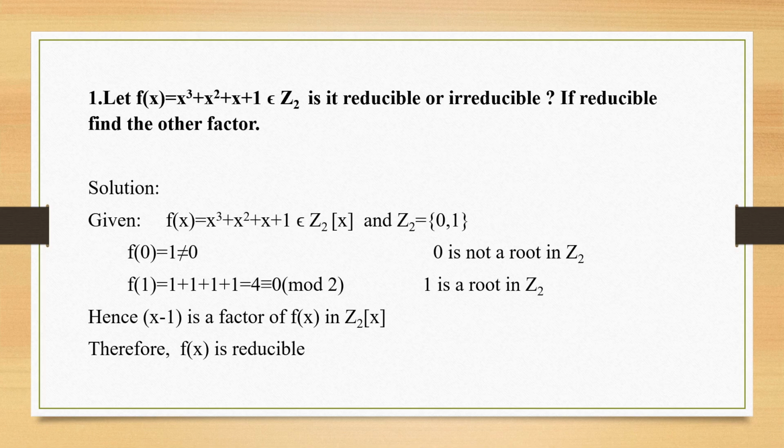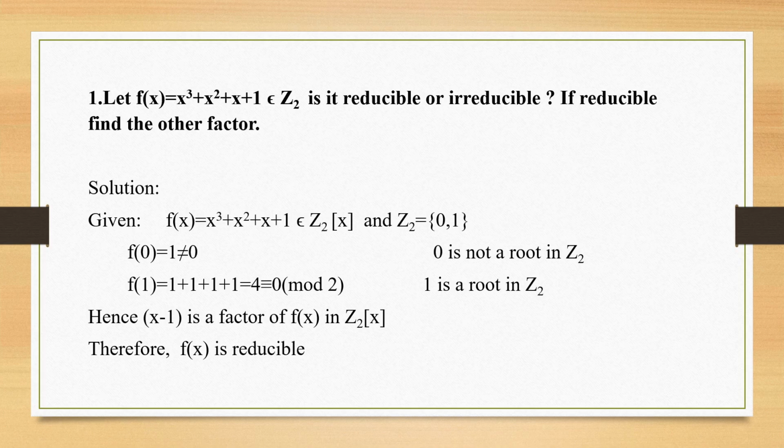Clear? Now the next number is 1. Take 1 and substitute inside the function, and it will be 1 plus 1 plus 1 plus 1. And your answer is 4. 4 again is not allowed in the set, so you divide it by mod 2. My answer is 0. Therefore I can call 1 a root in Z2. So out of the two, one is not a root and the other is a root. If that is a root, can I call x minus 1 a factor? Yes, I can. So x minus 1 is a factor of f of x in Z2 of x.